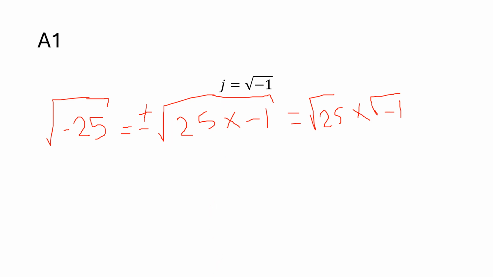Okay, so now the square root of 25, it will be how much? It will be plus or minus 5. And then the square root of -1 will just be j. Okay, so that's how you actually find the square root of -25.